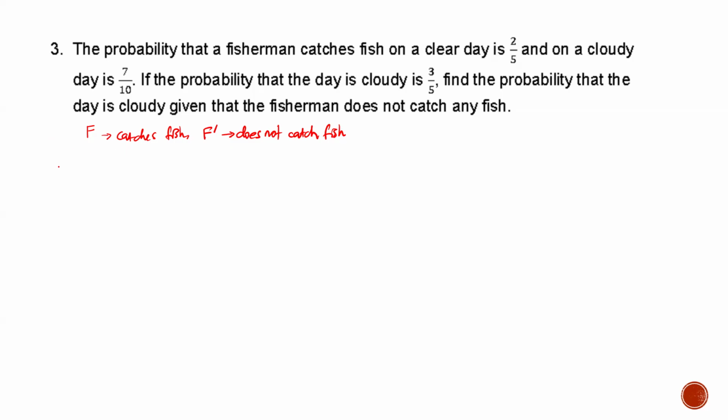So the probabilities that were being given are the probability that you'll catch fish given that the day is clear, and this has been given as 2 out of 5. Now, because in our question we're interested in him not catching any fish, it would be important for us to find out what this probability is that he does not catch fish given that the day is clear. And that's going to be 1 minus 2 out of 5, because either he catches fish or he doesn't catch fish when the day is clear. So this is going to be 3 out of 5.